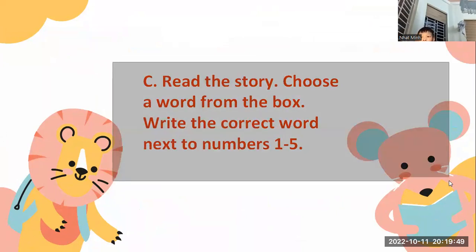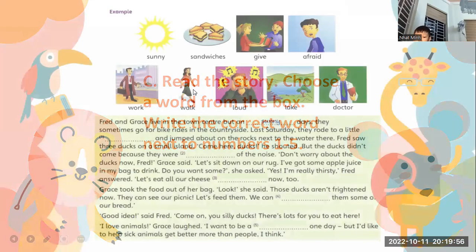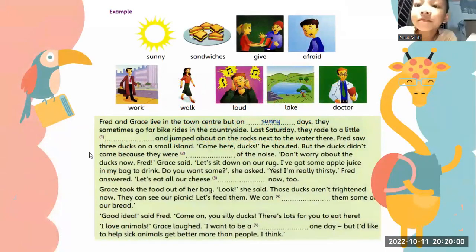So here, I want you to read the story, Min. Then you choose a word from the box. You write the correct word next to numbers 1 to 5. So I want you to read the story and write your answers to numbers 1, 2, 3, 4, and 5. Okay?